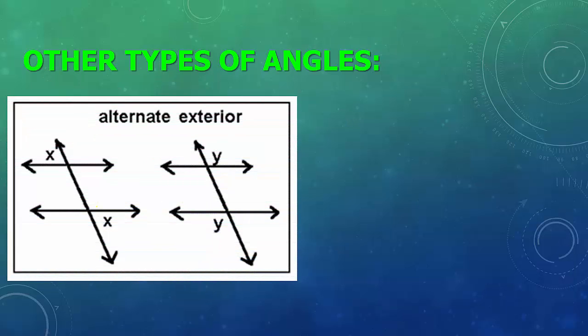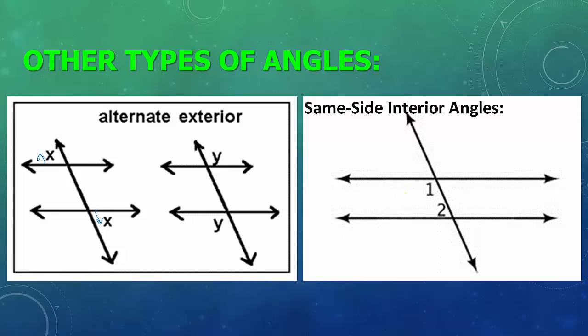We also have alternate exterior, same principle, except they're on either side of that single line, but on the outside of the double lines. Okay, see, this is the outside, that's to the outside. And then we have same side interiors. So the same side tells us that it's on the same side of this single line here, and the interior part tells us they're in between the double lines.